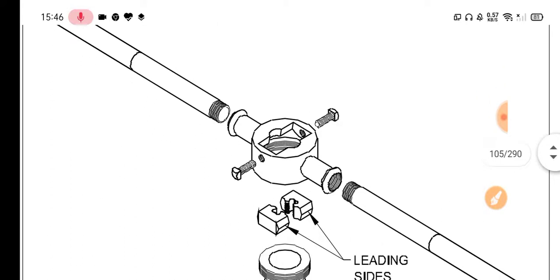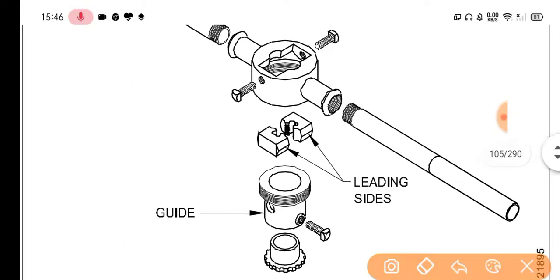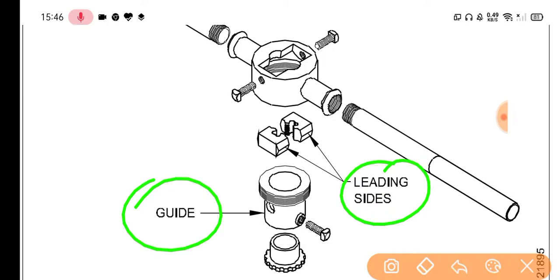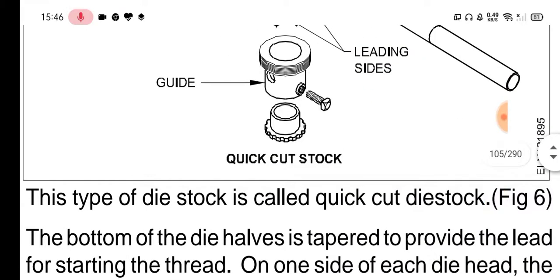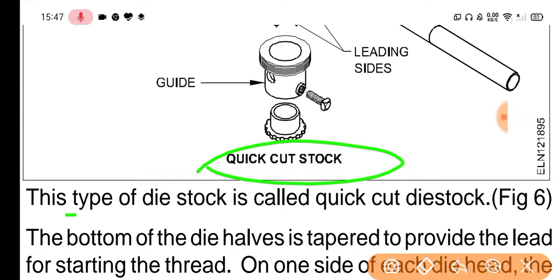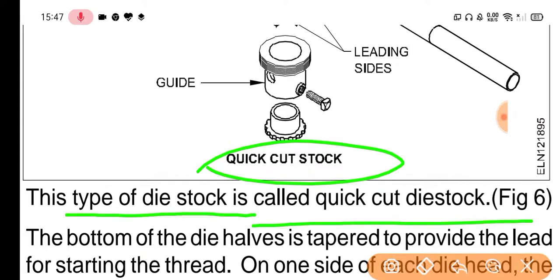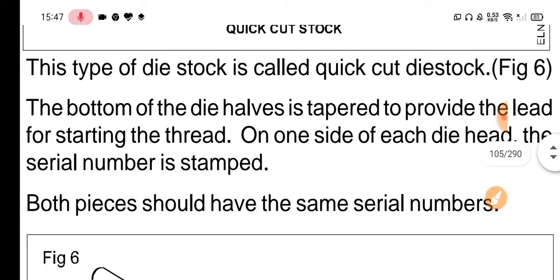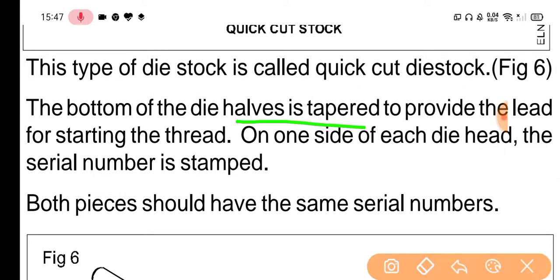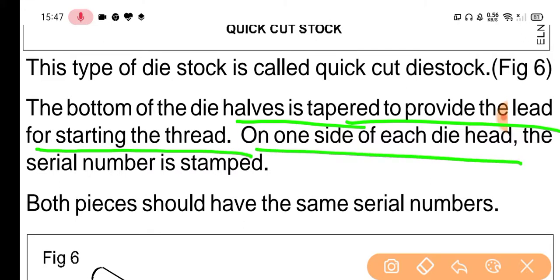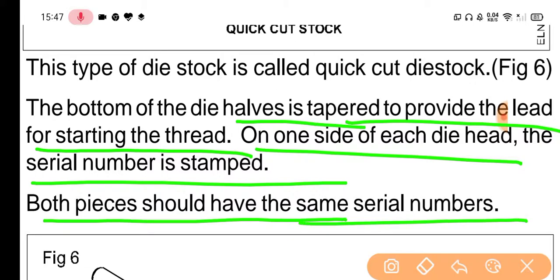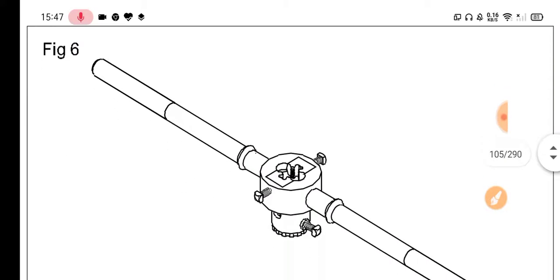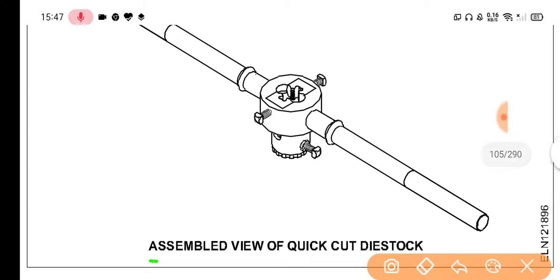Given picture 5, this is the leading side, this is the guide, and this is the quick cut stock. This type of die stock is called quick cut die stock. Given picture 6, the bottom of the die has a taper to provide the lead for starting the thread. On one side of each die half, the serial number is stamped. Both pieces should have the same serial number. This is the assembled view of quick cut die stock.